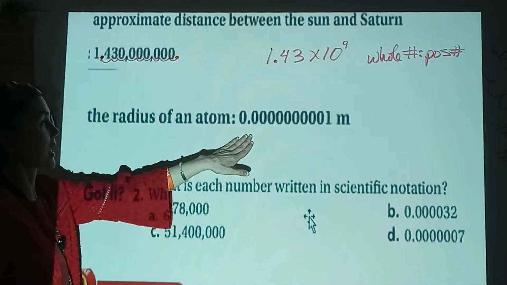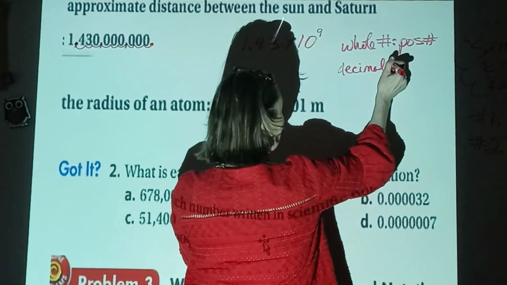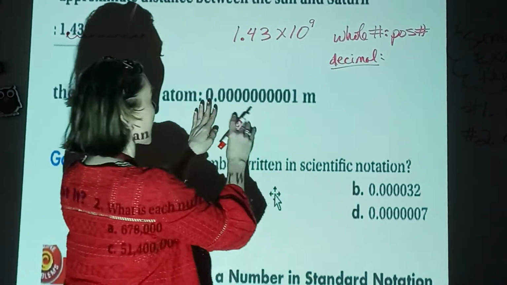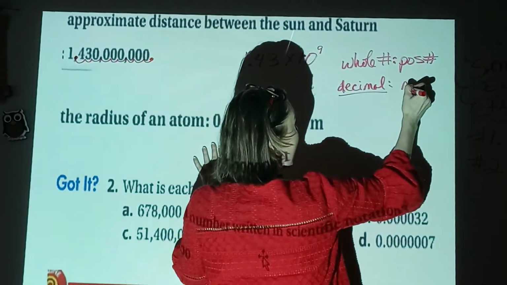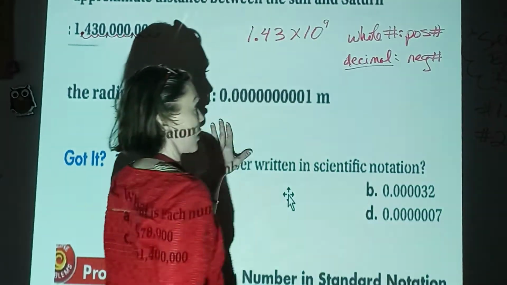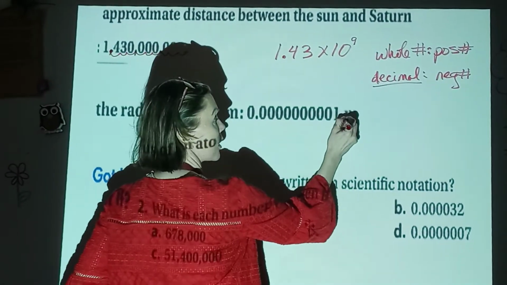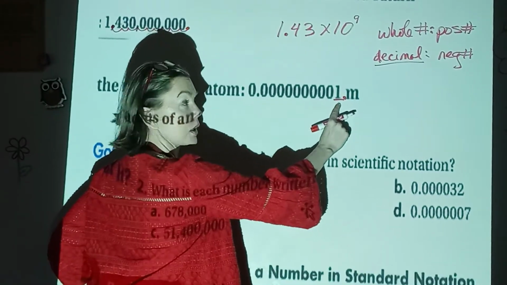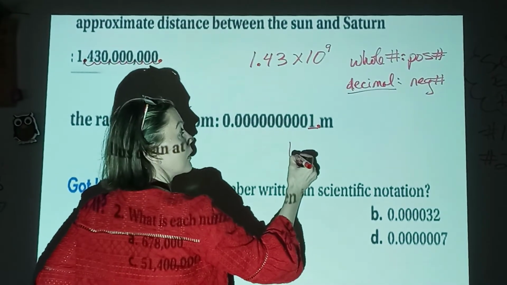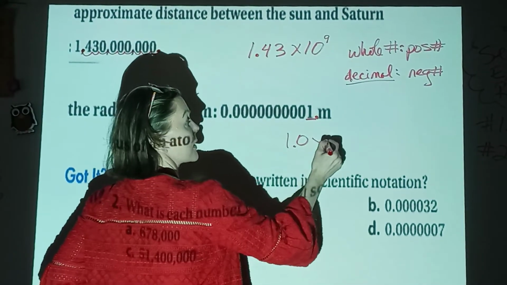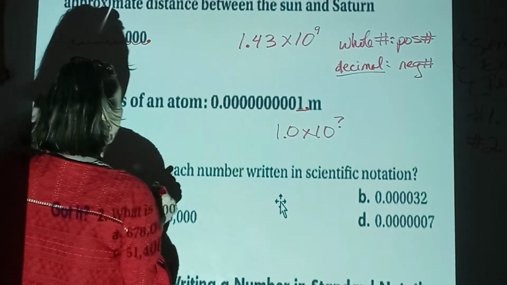Now, here's a decimal, okay? So everybody write decimal, okay? When you have a decimal, when you're writing this decimal in scientific notation, the exponent will be a negative number, okay? So first of all, here's the decimal. The decimal needs to be here because we can only have one number to the left of the decimal, okay? So I know that the answer is going to be 1.0 or just 1 times 10 to who knows? We don't know just yet, okay?